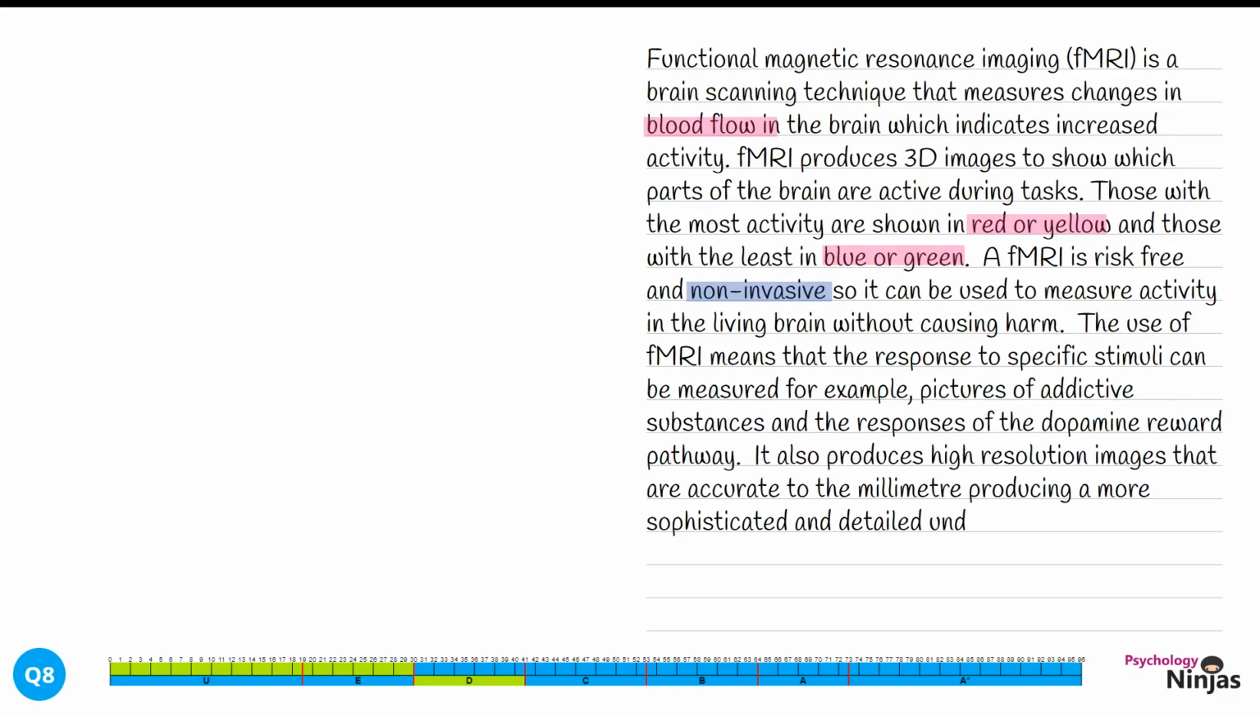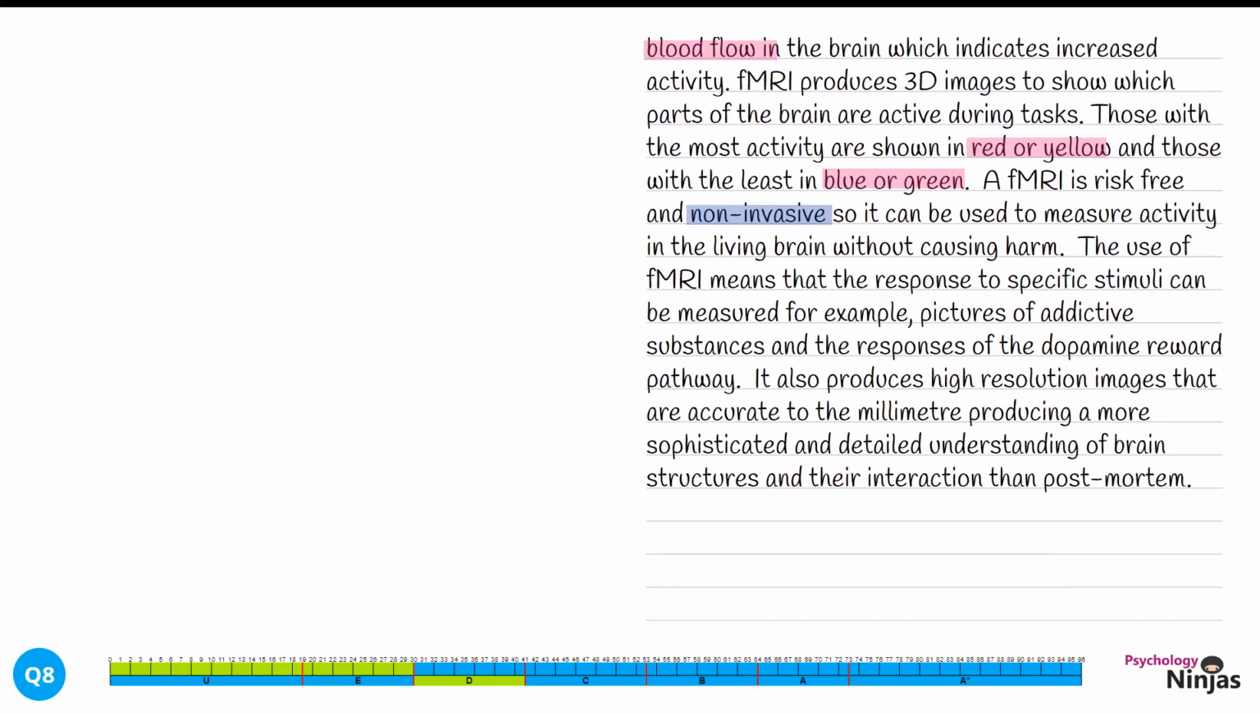The use of fMRI means that the response to specific stimuli can be measured, for example pictures of addictive substances and the responses of the dopamine reward pathway. It also produces high-resolution images that are accurate to the millimetre, producing a more sophisticated and detailed understanding of brain structures and their interactions than postmortems. We've explored strengths in detail to avoid becoming list-like. We've given some examples of how they have been used in addiction, and we've also talked about high-resolution images and why this is better than our other brain technique.